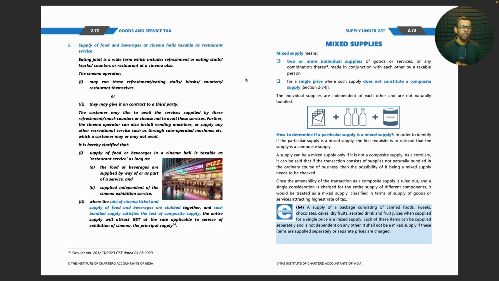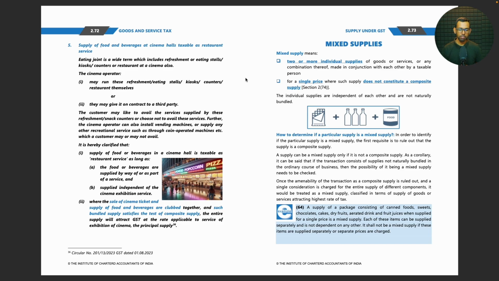It is to be clarified that supply of food or beverages in a cinema hall is taxable as restaurant service as long as the food or beverages are supplied by way of or as part of a service and supplied independent of the cinema exhibition service. So there is a theatre, but outside the theatre there is a cine complex. There is an eating joint.